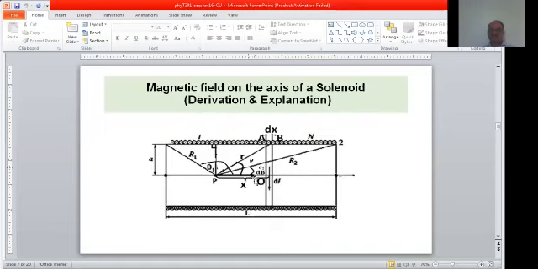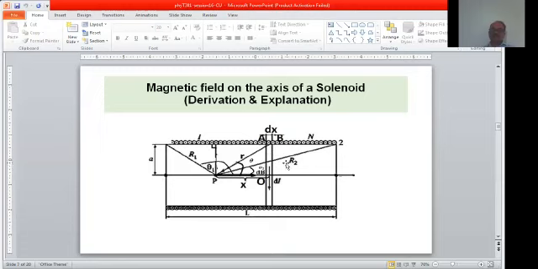This is the cross-sectional view of the solenoid. You can see these are the coils, and this is the axis of the solenoid. Inside the solenoid, on the axis, we have taken a point P. On the solenoid, we have taken a small element, which may have a few turns, of length dx. AB is the part of the solenoid which is at a distance x from point P.